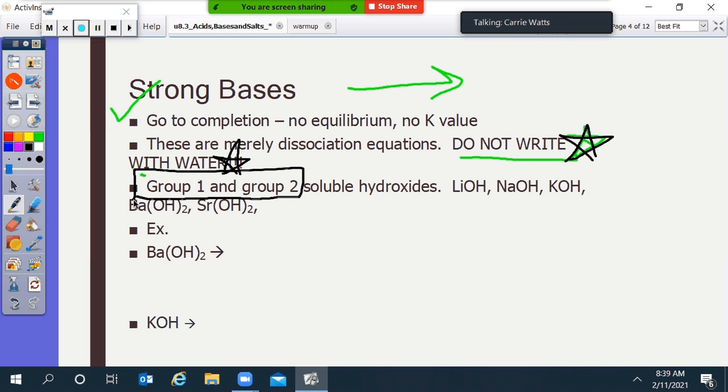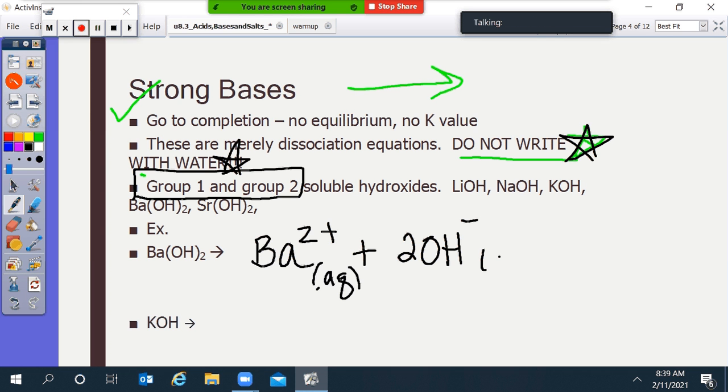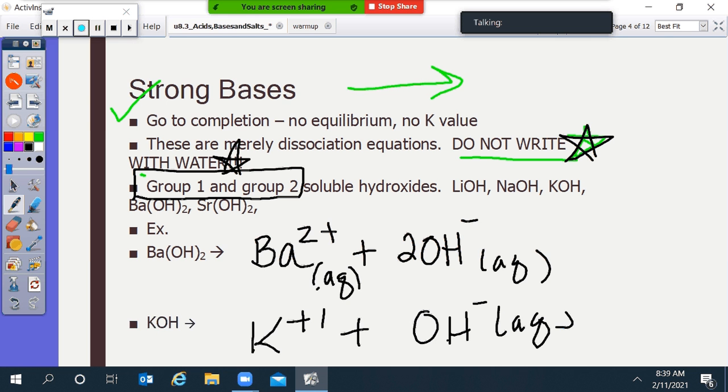Okay, so if I was going to write the strong base reaction, notice it's a completion reaction, it's just dissociation. You don't write water in it, and you're just dissociating it into its 2 ions. Okay, potassium OH. Okay, so that would be the dissociation reaction for strong bases.